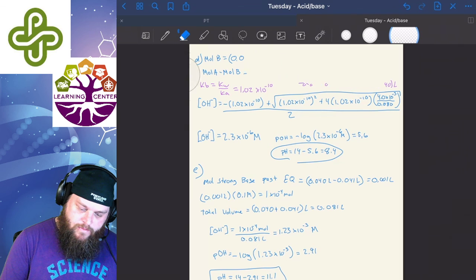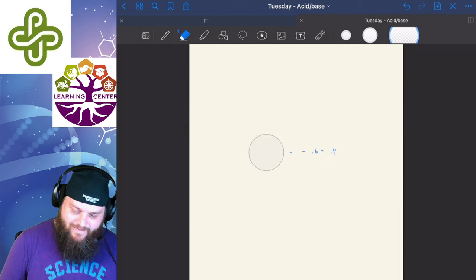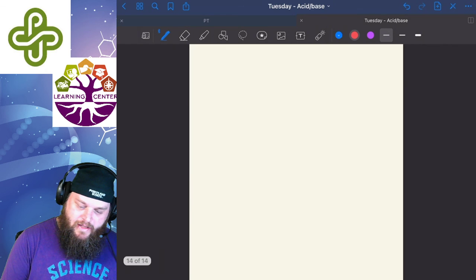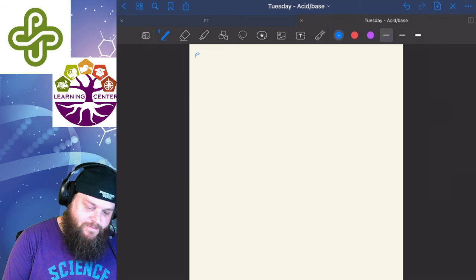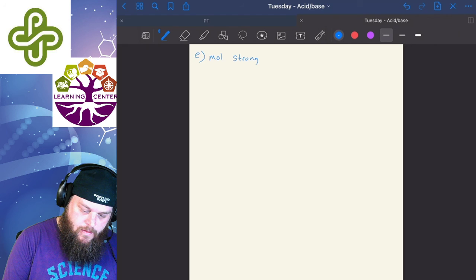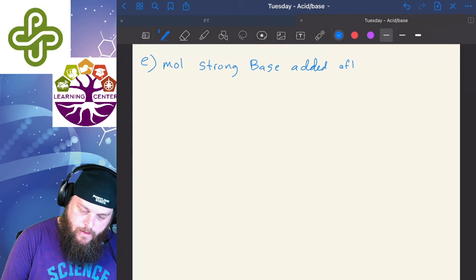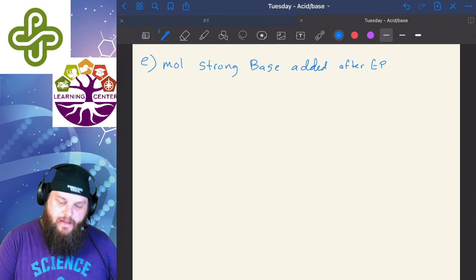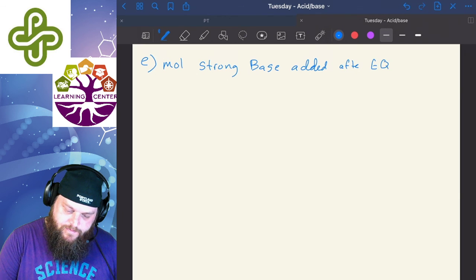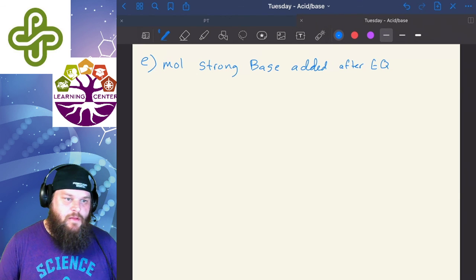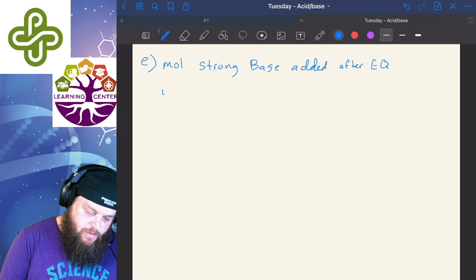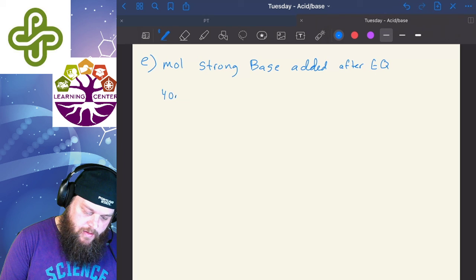Again, I left all my notes. Luckily, that was part D and E. So part E is really just saying the moles of strong base added after the equivalence point. After that EQ is what I've been calling it. Equivalence. So really, in this case, at equivalence, we had 40 milliliters.